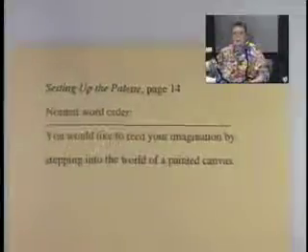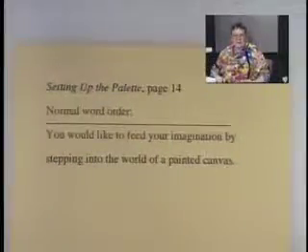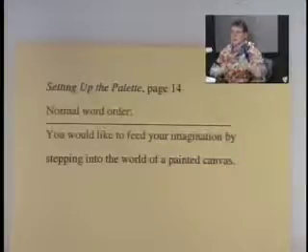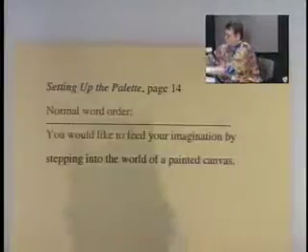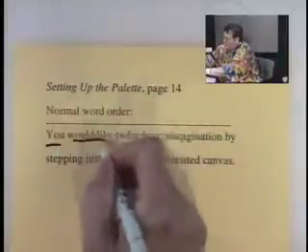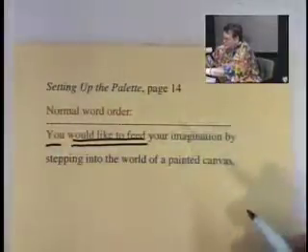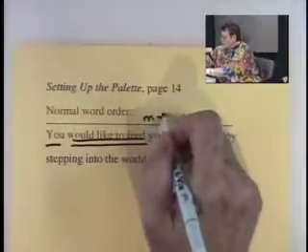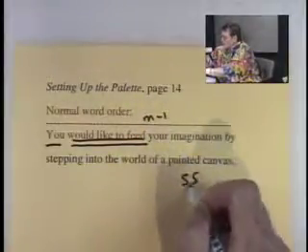You would like to feed your imagination by stepping into the world of a painted canvas. When it's turned around like that, it's pretty easy to spot. And you turn it around for structural analysis. The verb parts divided in the question come back together in the proper order. When you flip it around into a statement, it gives us a main clause. It gives us a simple sentence.